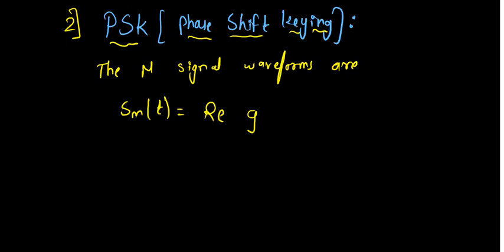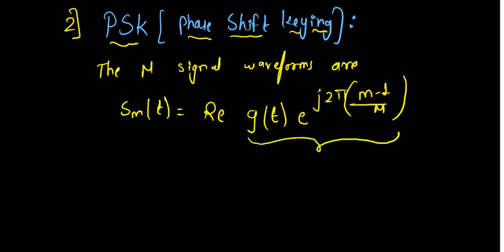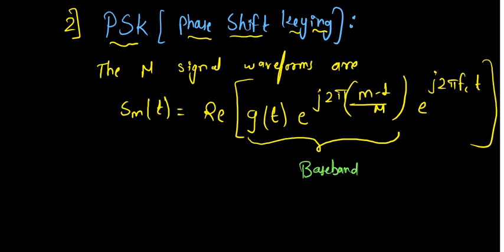So I'm directly writing the passband signal right now. No, I'm not going into baseband. This we already know, the real part of e to the power j 2 pi (m minus 1)... just bear with me, I'll explain this. What is this? This is our baseband signal. And we already know if we multiply our baseband signal with a rotating complex exponential, e to the power j 2 pi f_c t, and take the real part of it, then we will get our passband signal, the phase modulated passband signal, or PSK signal.